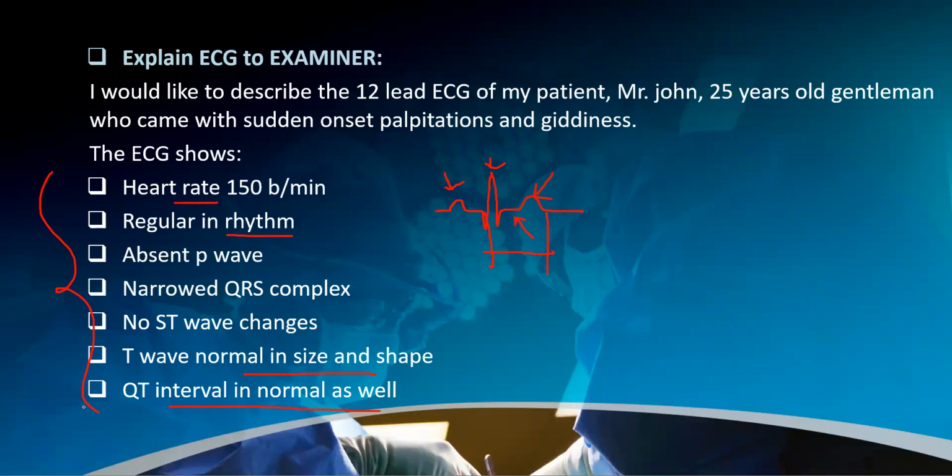What about the P wave? Absent P wave, narrow QRS complex, no ST wave changes, T wave normal in size and shape, QT interval normal as well. So you see that there is a format in here. So you should always remember this format when you explain.